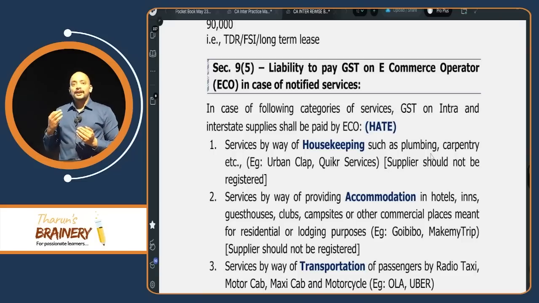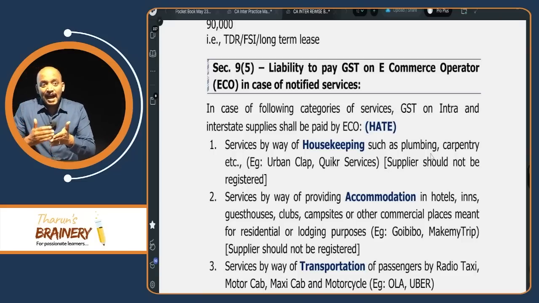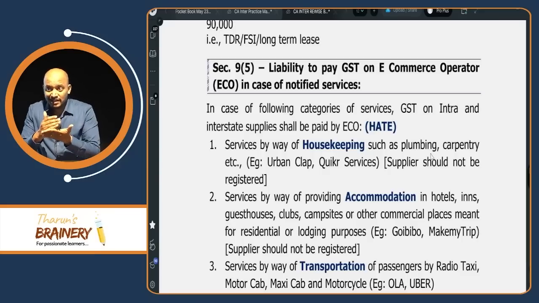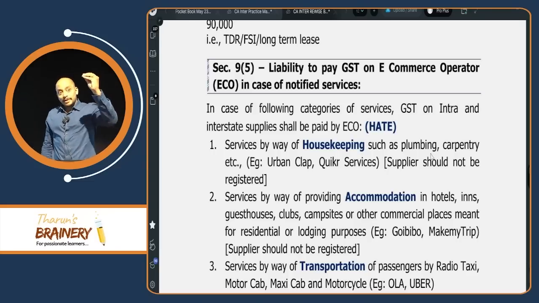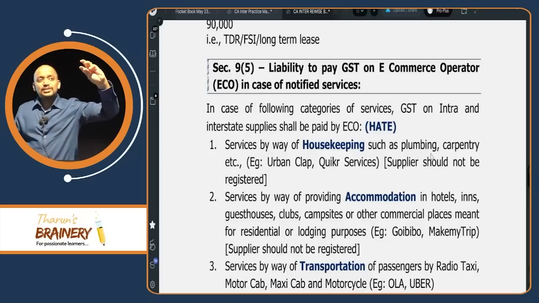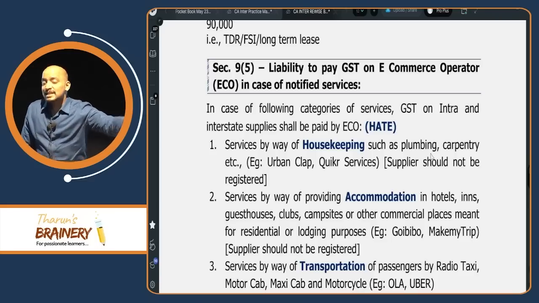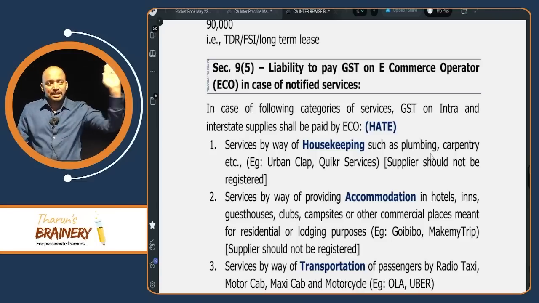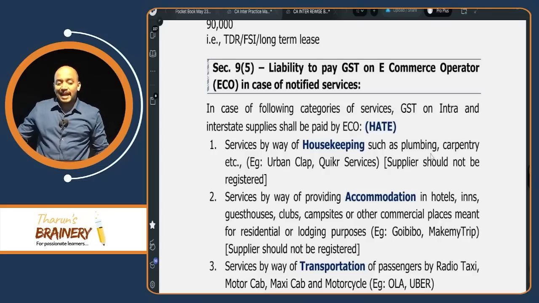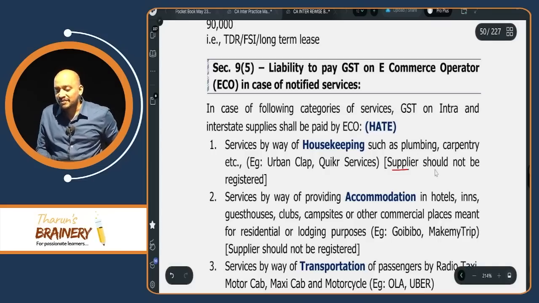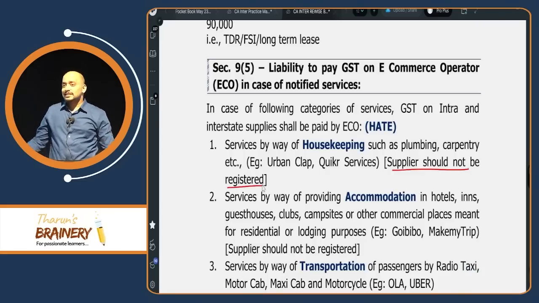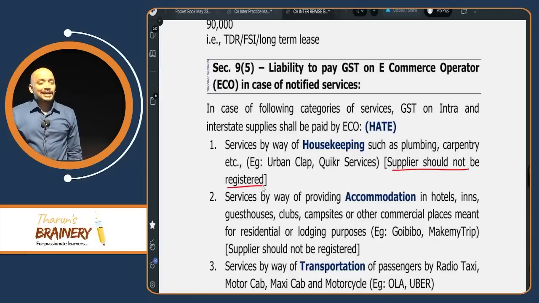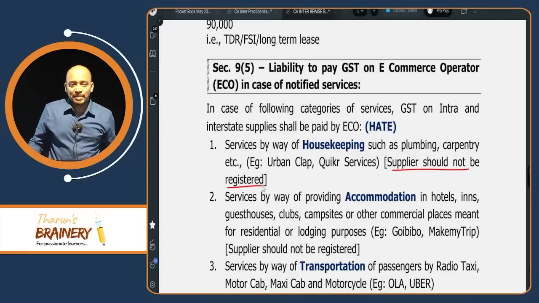Please concentrate. Now, that AC mechanic has to register. When will he register? As and when his aggregate turnover exceeds the threshold limit, he will register. The moment he registers, this is not going to be a notified service, and liability to pay GST is on the AC mechanic only, because H becomes a notified service only when the supplier is not registered. If the supplier is registered, is that service a notified service? No. Then liability to pay GST is on the AC mechanic.